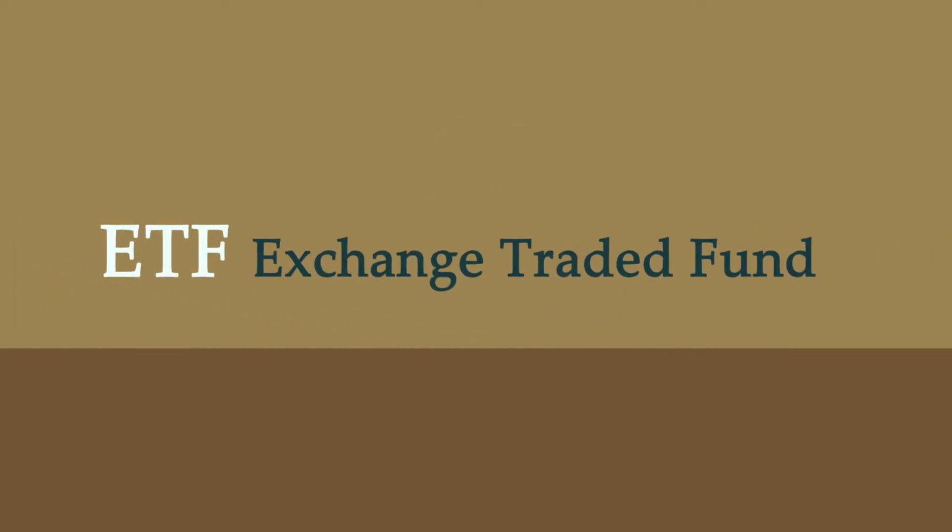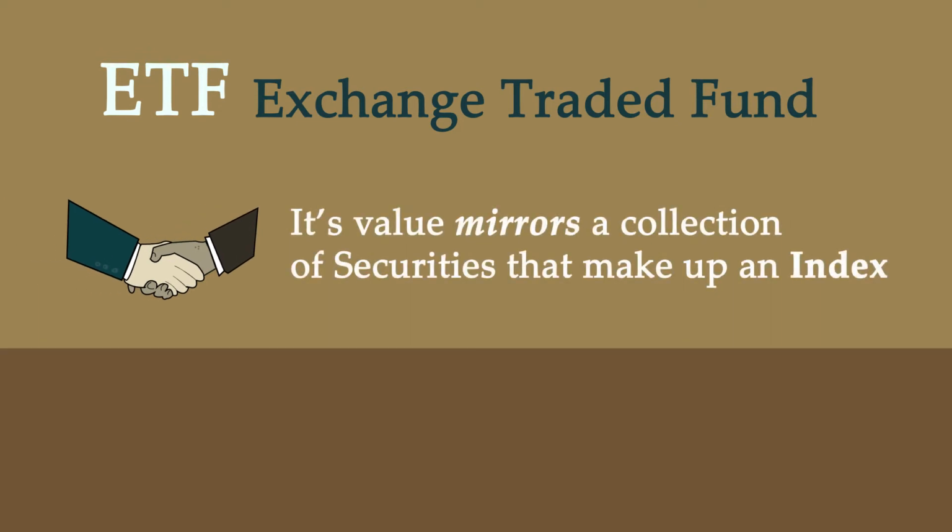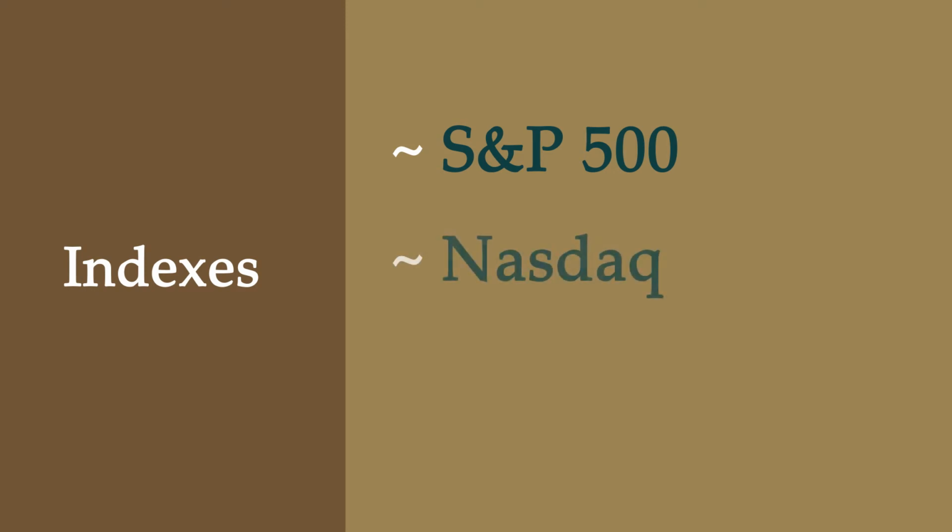Also, if you're going to be buying and selling something, it's kind of important to know what it is. ETF stands for Exchange Traded Fund, and its value mirrors a collection of securities that make up an index. Some examples of indexes include the S&P 500, the NASDAQ, and the Dow Jones. ETFs make it possible to trade an index to get a multiple of its return without having to purchase every single component of the index. So if the S&P 500 goes up by 5%, SPY, the ETF that directly mirrors it, should also increase by 5%.